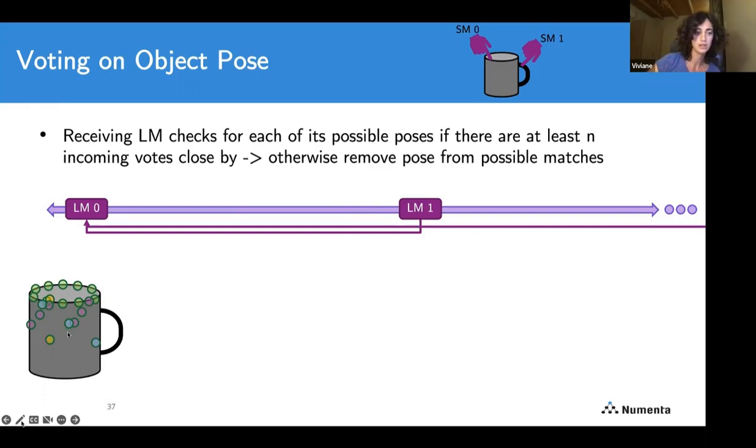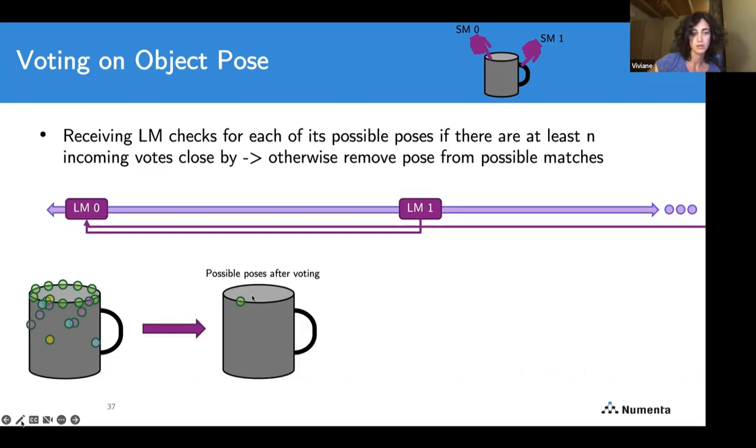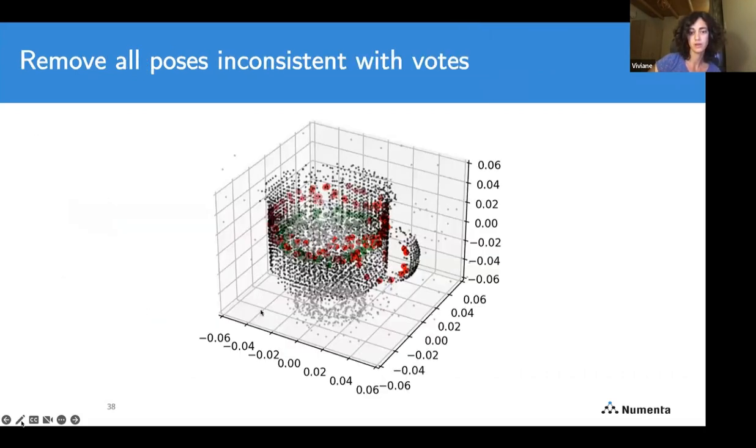So in this case, the incoming votes are only close by to this one green dot. After voting, all the other ones were removed because they didn't match with what the other learning modules were thinking. And only this pose is left over. And this is how it looks in the real model. Before voting, all the green and red dots were possible as locations for the mug. And then after voting, all the red locations were removed. All the green ones are still possible. And all the gray dots are other votes that came in from other learning modules.